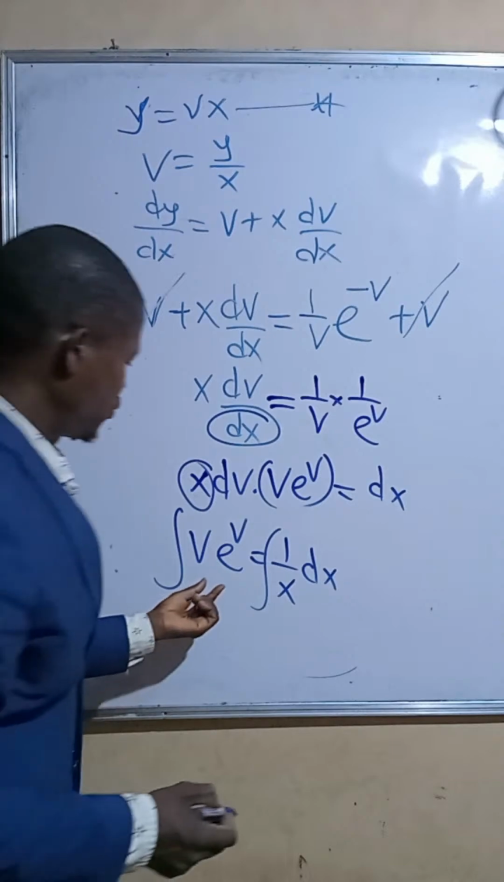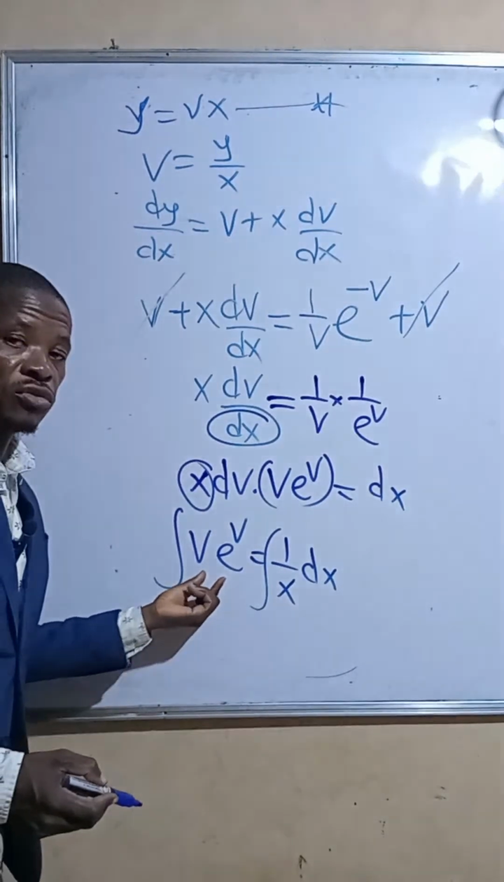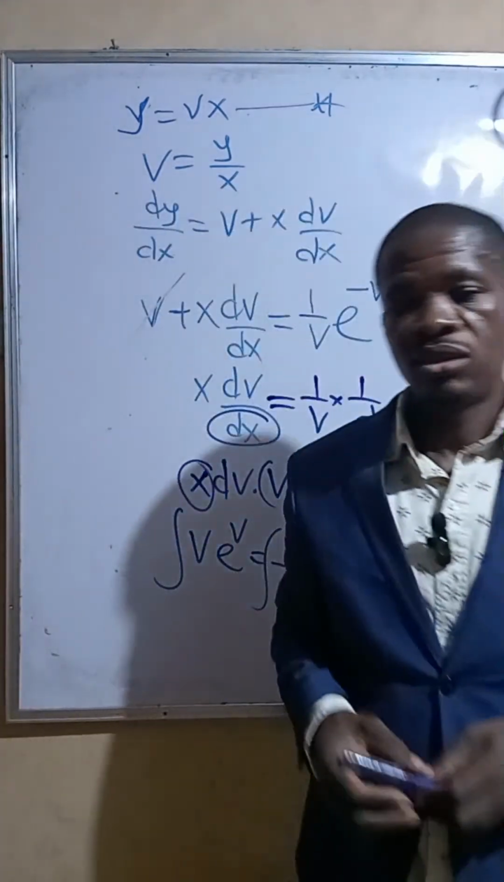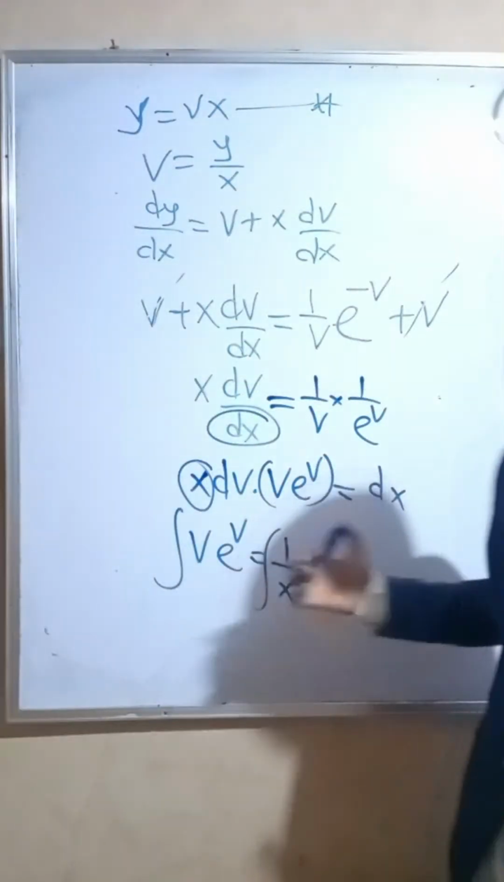So this is a product of two items. I'm going to use integration by parts.